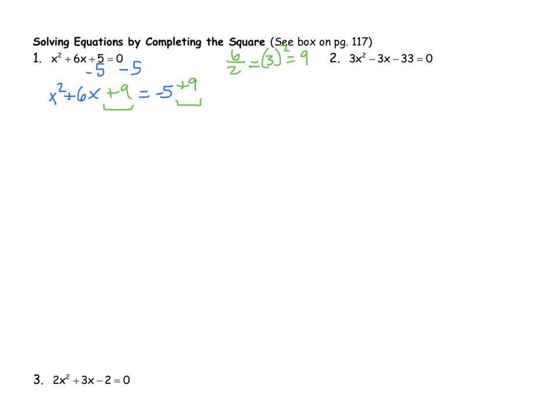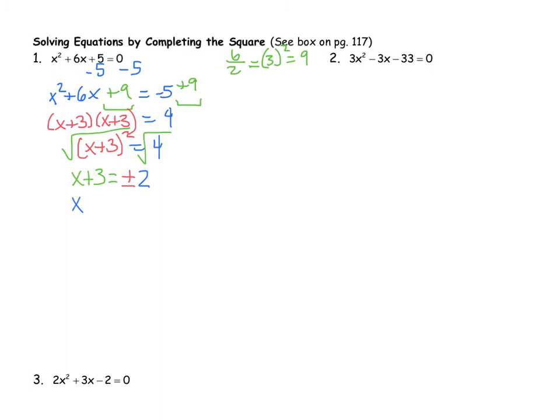Now the left-hand side, if we were to factor it, would factor to x plus 3, x plus 3. Another way for us to write this is just x plus 3 squared. On the right side, negative 5 plus 9 is 4. Now that we're at this point, we can just solve with the square root method. We can square root both sides. So we have x plus 3 equals, make sure that when you square root both sides, you put down plus or minus. So we're looking at x plus 3 equals plus or minus 2.